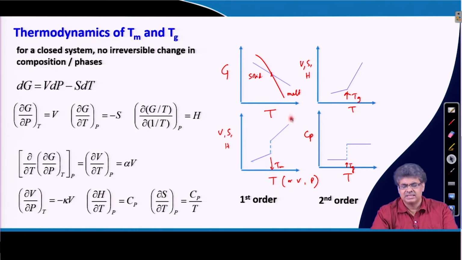And in true sense, this melting or vaporization, these are actually true thermodynamic transitions, whereas second order transitions like glass transition are not true thermodynamic transitions, because the value of this transition temperature depends on the rate of cooling, how fast or how slow we cool the sample.